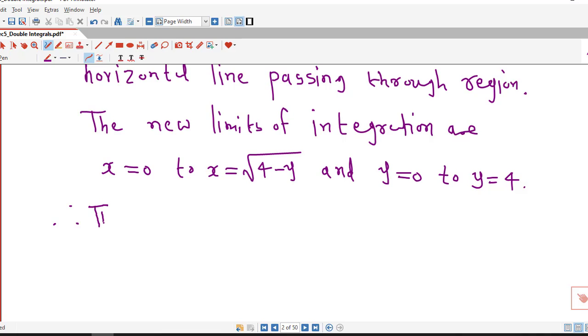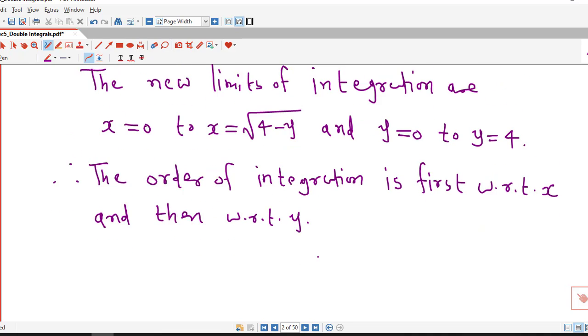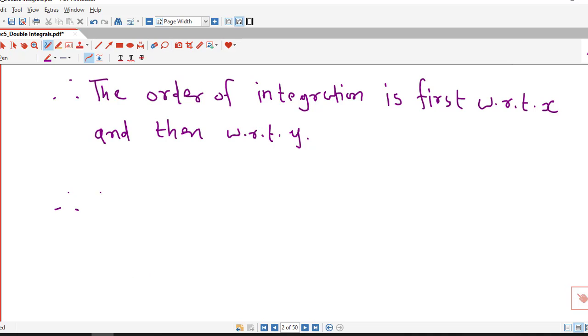So therefore now the order of integration is reversed. The order of integration is first with respect to x and then with respect to y. So therefore we write down the given double integral, and we have to write the integral which is equivalent to the given integral after changing the order of integration.